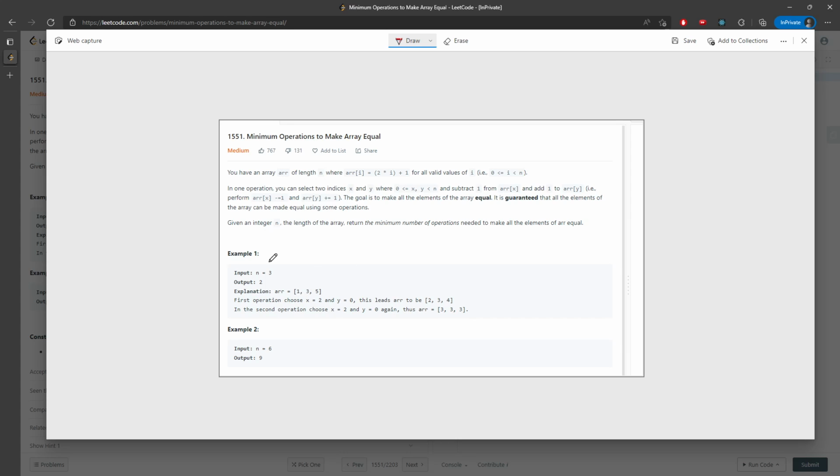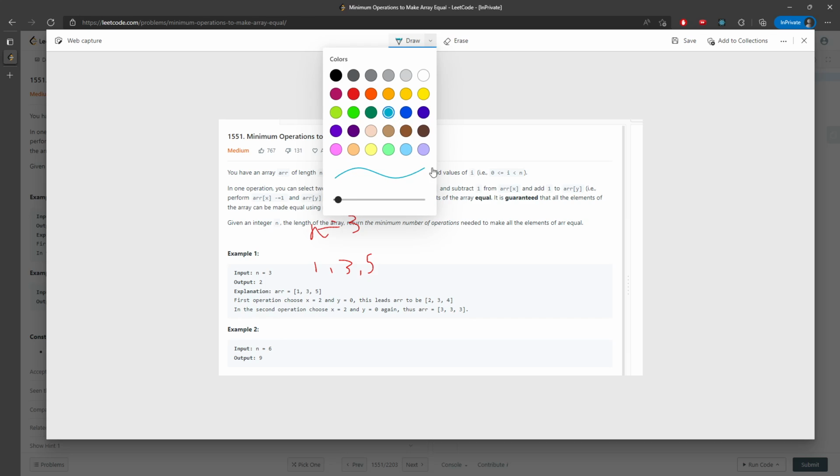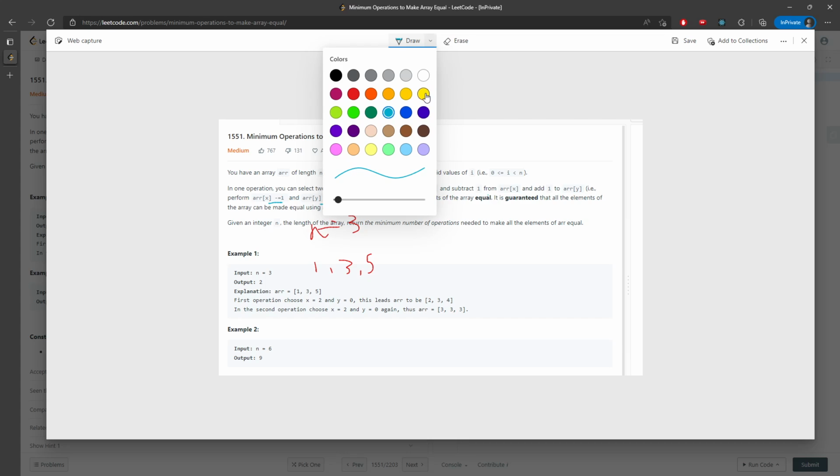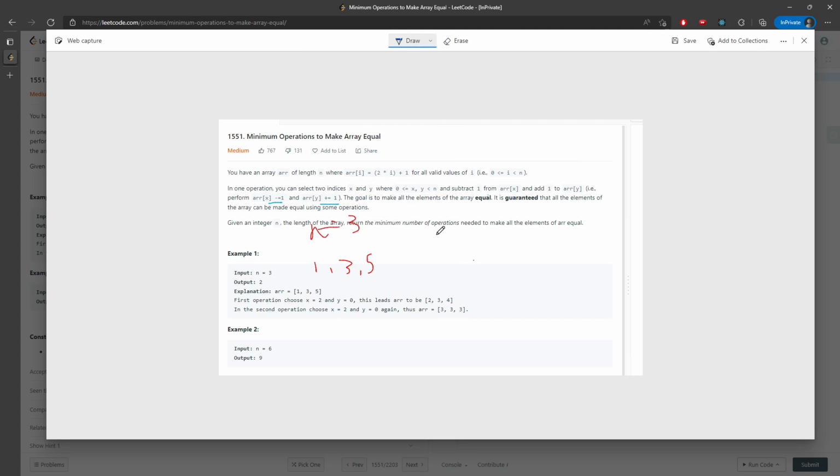So if n equals 3, right, then you have 1, 3, and 5. So how do you actually make this array equal to each other? Every single time you decrement by 1 and increment by 1, they are just based on your calculation.